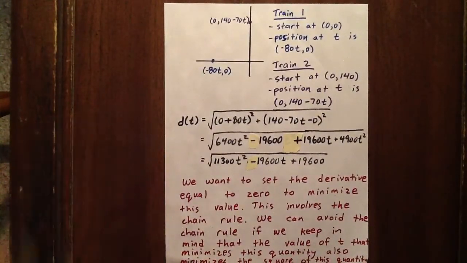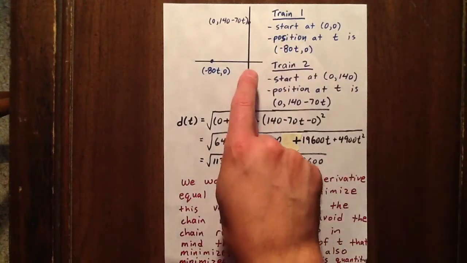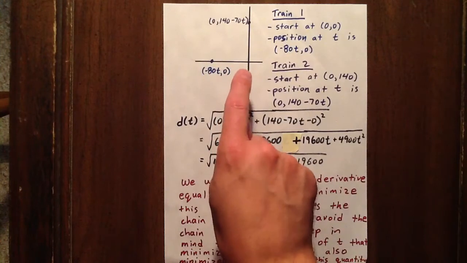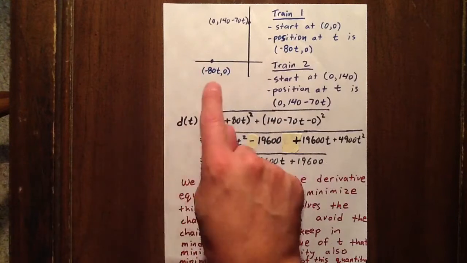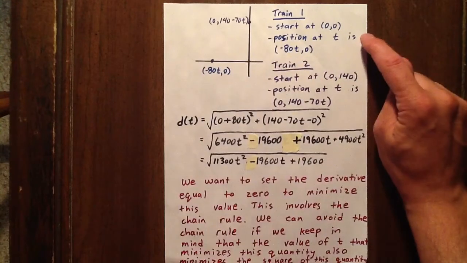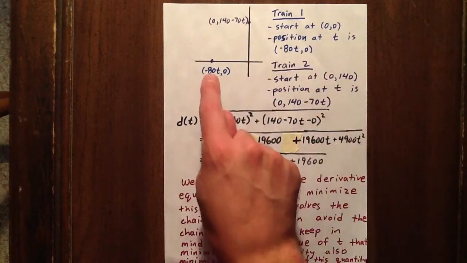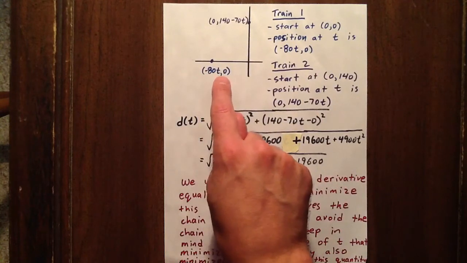Okay, and now we'll go through it step by step. What we can do at the start is recognize that the first train is traveling straight west from the station. We're going to think of the station as the origin, west is to the left, so we can say that at any given time t, the position will be (-80t, 0).